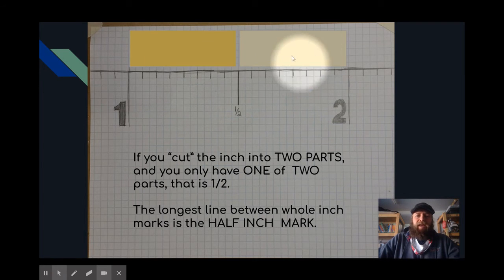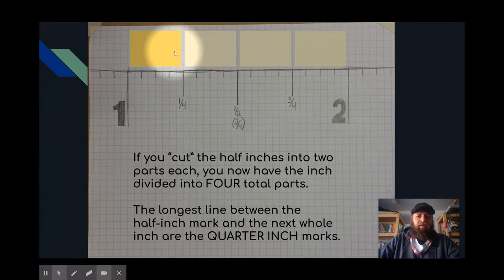Now, if you take those 1/2 inches and you divide those in half, you end up with quarters. You end up with 4 parts. That's really the way to think about fractions. The denominator means how many parts the whole thing was cut into. This inch was cut into 1 part, 2 parts, 3 parts, 4 parts. So that little line that is halfway between the half mark and the whole inch is 1/4.